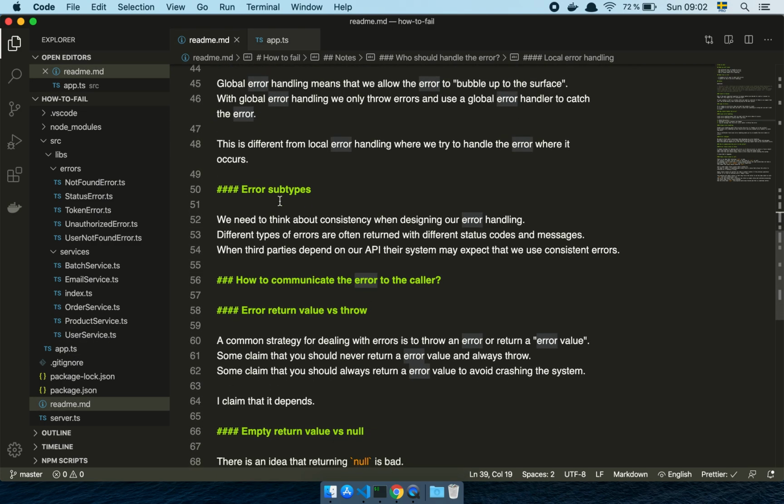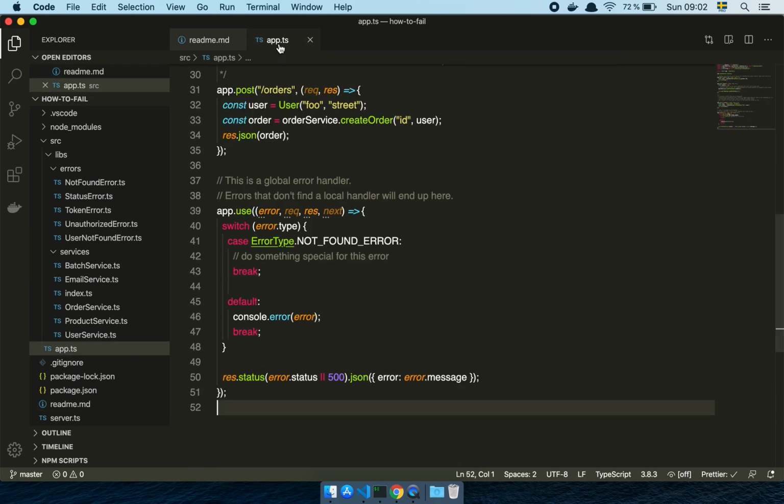Now, we're going to touch on something that is very close and dear to my heart, which is error subtyping. That's very closely tied into this exact topic of global error handling. So what is error subtyping? Well, error subtyping is basically the idea that you want to be consistent with your errors.